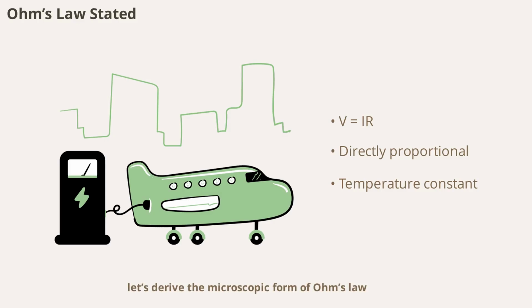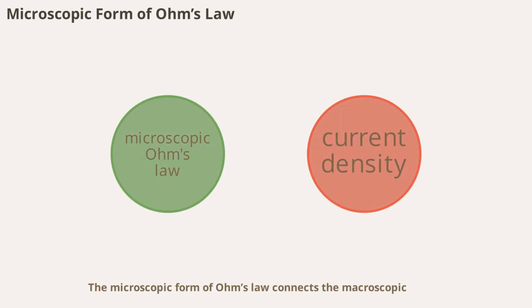Now, let's derive the microscopic form of Ohm's law to see what happens at the atomic level. The microscopic form of Ohm's law connects the macroscopic behavior of circuits with the microscopic properties of materials. It relates the current density J to the electric field E using the equation J equals sigma E, where sigma is the conductivity. This form shows that the current density is proportional to the electric field, and the proportionality constant is the material's conductivity. This perspective helps us understand how material properties influence current flow at the atomic scale.